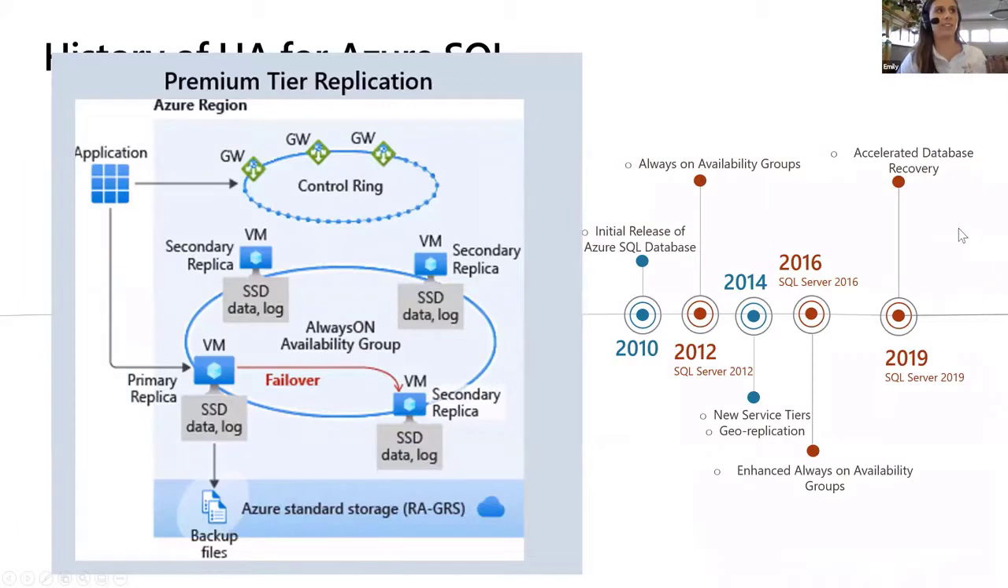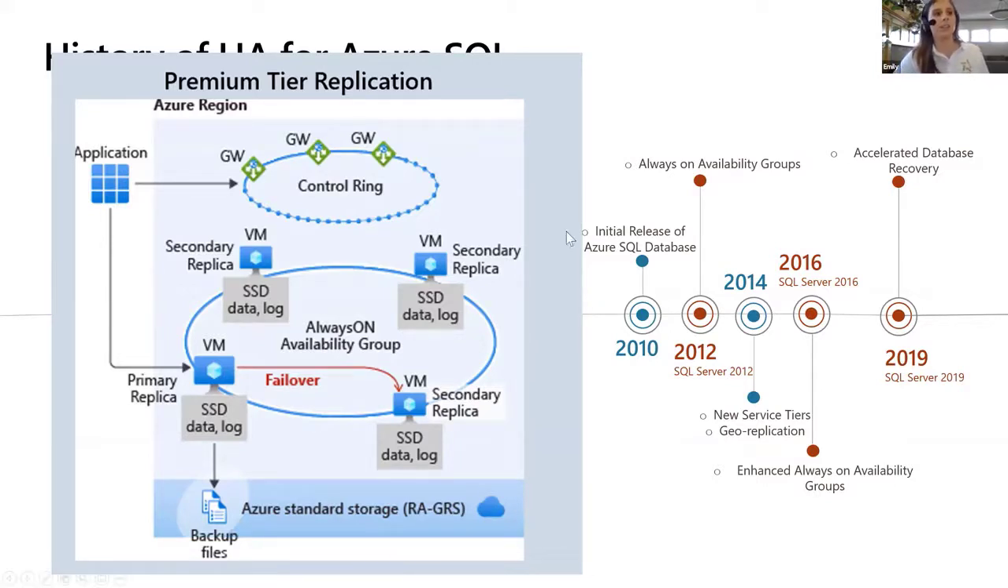So the next tier that I'm going to talk about is the premium tier and how this is designed. The premium tier is designed for mission critical applications that would require a higher level of performance and higher transaction rates to have minimal performance impacts to your workload during any kind of maintenance activity.